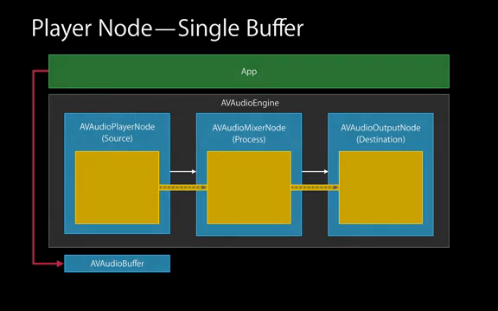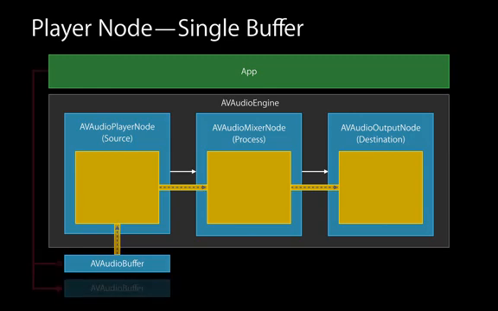So going back to our previous diagram, we had an engine that was in a running state. So now I can create an instance of a buffer and load my data into it, shown by the red arrow. Once I do that, I can schedule this buffer on the player. And when the player is playing, the player will consume the data in the buffer and push it on the render thread.